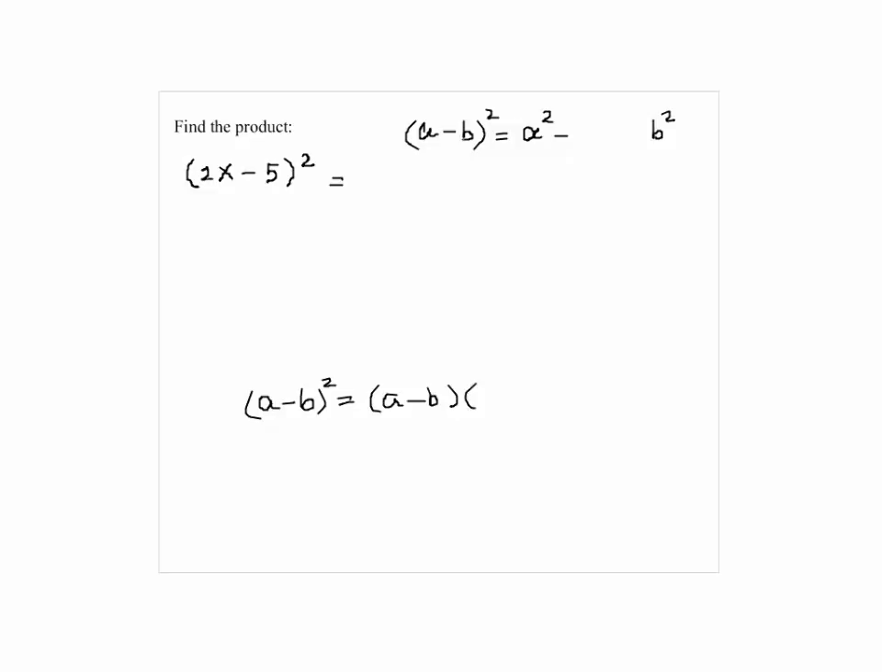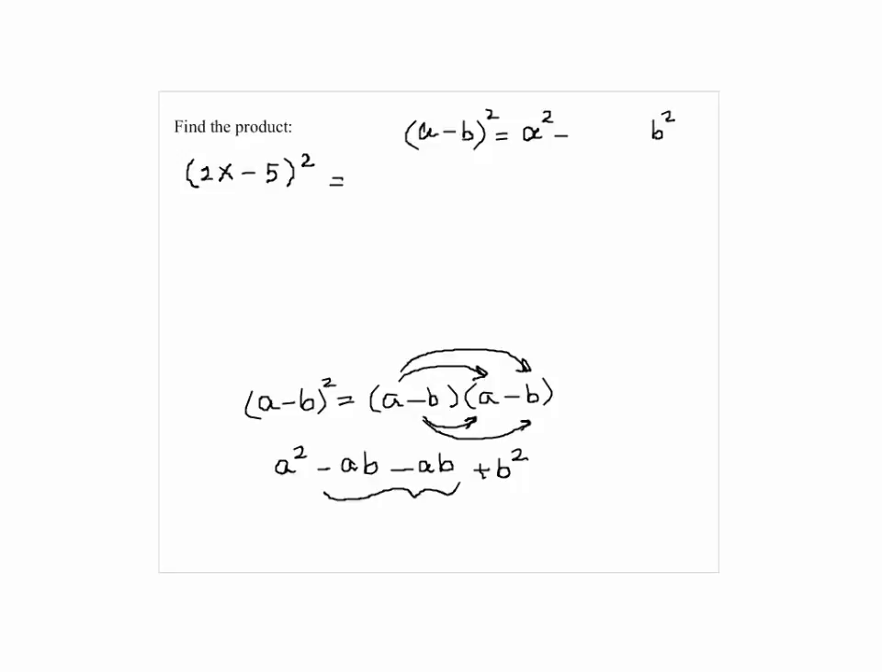Let's start with that. If you multiply term by term, here you get a times a would be a squared. And then if you multiply a by minus b, you get minus ab. If you take the second term, you get another minus ab. And then that gives you plus b squared. Okay, so when you combine like terms, what do we get here? We get 2x minus 2 times 5 minus 2 times 5 plus 5 squared. Okay, let's stay with this formula first.